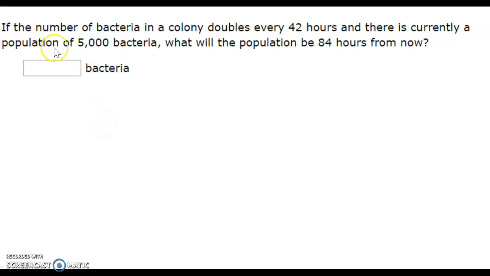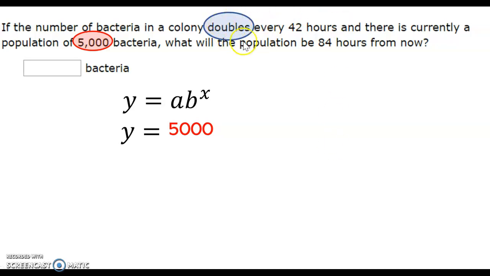Next example. If the number of bacteria in a colony doubles every 42 hours, and there is currently a population of 5,000 bacteria, what will the population be 84 hours from now? We're going to begin this word problem with the exponential equation. Y equals A times B to the X power. We look for the starting value, which happens to be 5,000 bacteria. Then we're looking to find out the growth or decay factor. One of our key words that we've learned in a previous video, doubles. Doubles indicates that the B value is going to be 2.